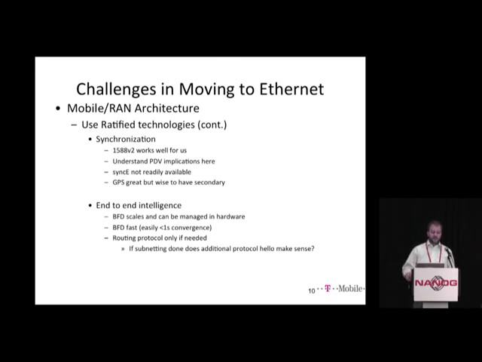The next one is synchronization. That's an interesting topic. Also, a lot of passion both ways. I can tell you what we've learned. 1588 is neat, and it works well for the most part, if all of the providers' underlying networks are very well behaved. And obviously, that's not always the case.